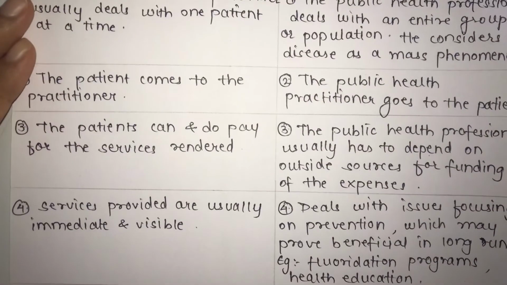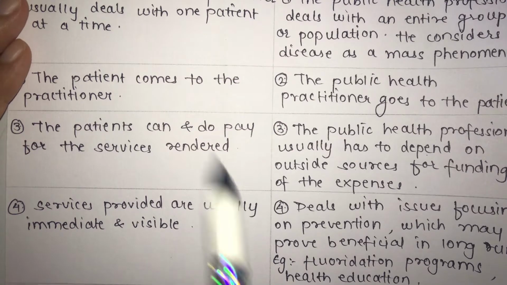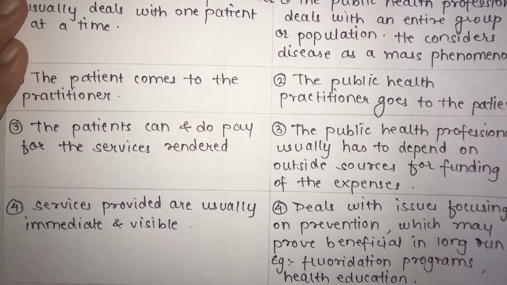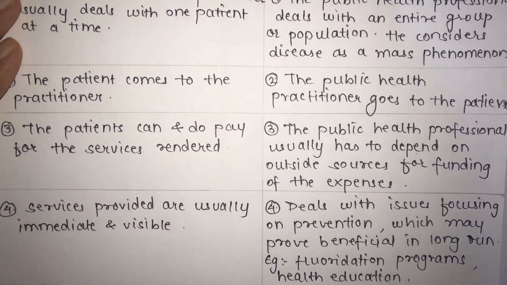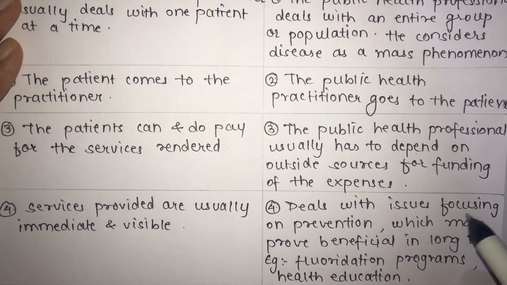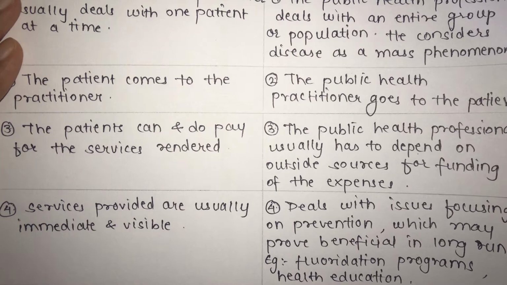Then the next is, the services provided in private practice are usually immediate and visible. If the patient comes with pain, the service provided to him gives immediate relief, and it is visible. And in public health, the professional deals with issues which focus on prevention, which may prove beneficial in the long run. That is, fluoridation programs or health education.